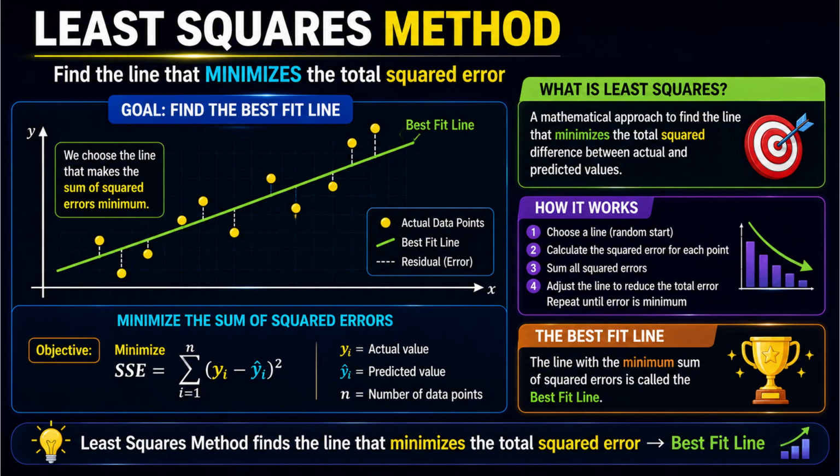So here you have yi is the actual value, the yellow points, yi prime is the predicted value, and n is the number of data points. For all the data points you take this, and your job is to minimize this error. So what is least squares? A mathematical approach to find the line that minimizes the total squared difference between the actual and predicted values. So choose a line randomly, calculate the squared error for each point, sum all the squared errors, and adjust the line to reduce the total error. So minimum sum of squared errors will give you the best fit line.